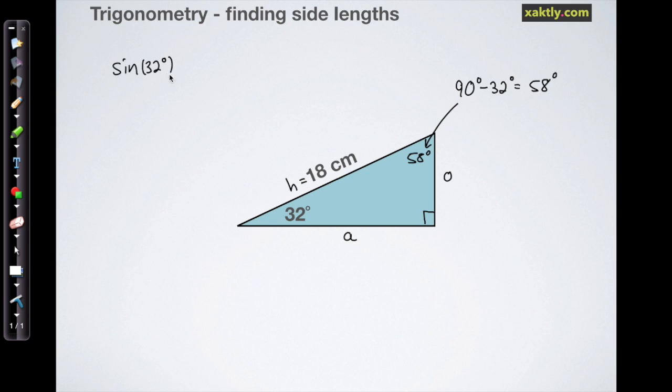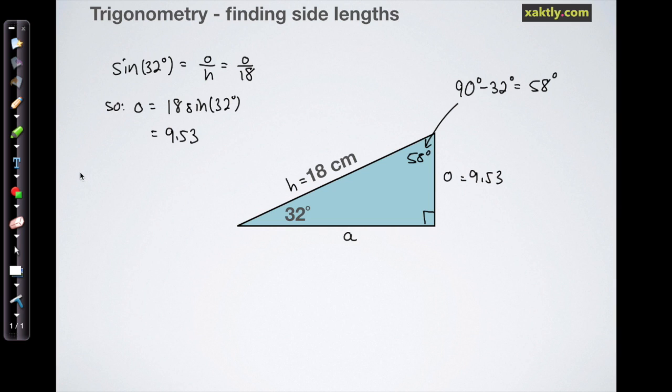I'd like to write down these trig functions. The sine of 32 is opposite over hypotenuse, and that's going to be opposite over 18. And so I can just rearrange this by multiplying both sides by 18, and I get the opposite side is 18 times the sine of 32. And if I just go to a calculator, I can get a number for that. It's 9.53 centimeters in this case.